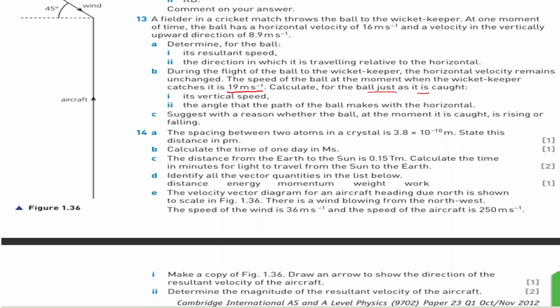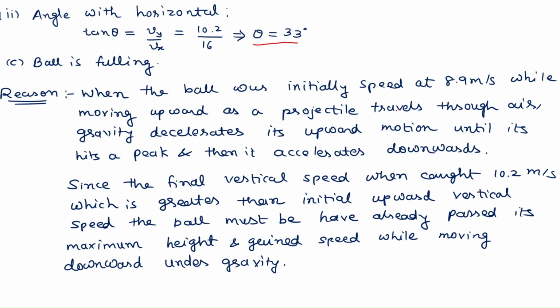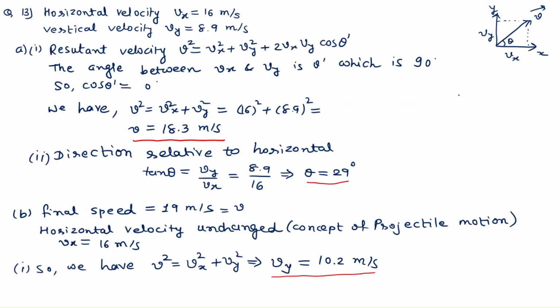Now, in this part, the angle that the path of the ball makes with the horizontal. Again, you have to find the angle with the horizontal. Now, again, do the same thing: tan theta equals Vy upon Vx.